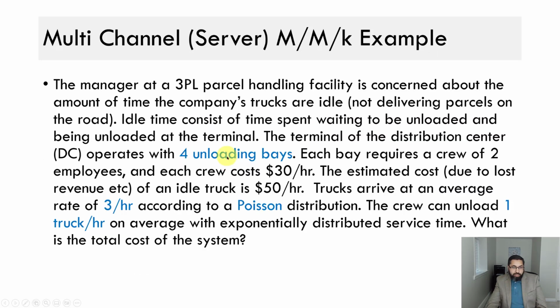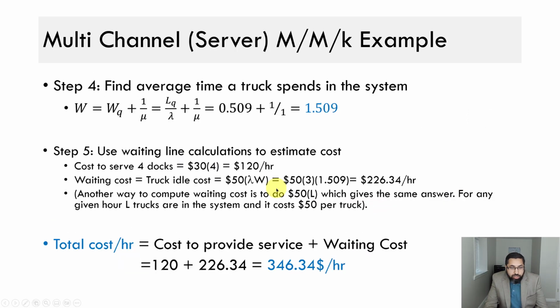Now we had some cost data in the question: each crew costs $30 per hour, and the cost of an idle truck is $50, because you have to pay the truck driver the salary even though they're idle, and then the truck is also not hauling any material, so you're losing some revenue because the truck is not transporting anything at that time, so you have some opportunity cost there. So we can figure out the cost to provide the service and the waiting cost here. Because we have 4 docks, the cost to provide this offloading service is easy to compute per hour. It's $30 per hour to run 1 crew on 1 dock, times 4 docks. That gives us $120 per hour to run this operation.